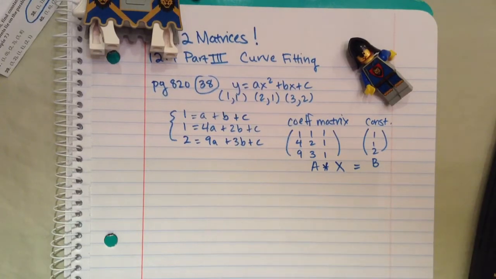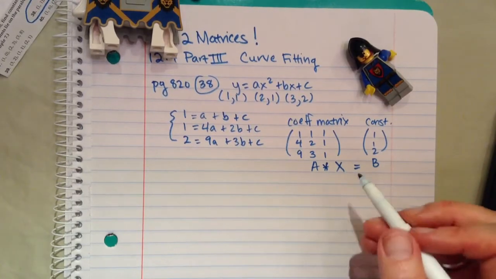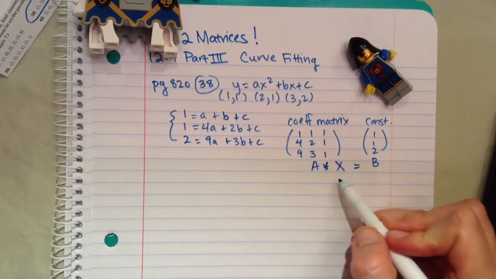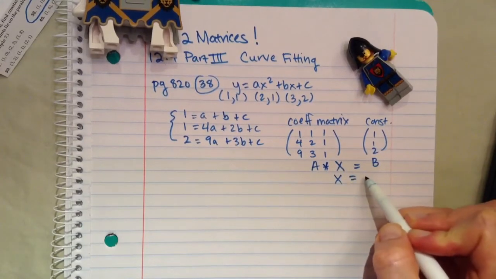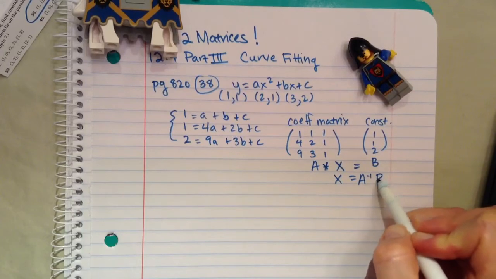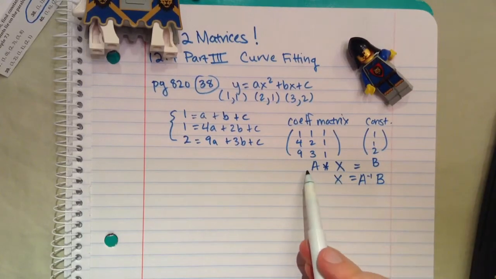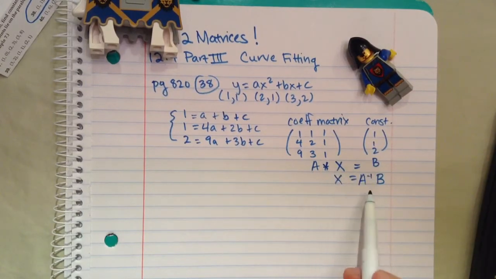Alright, so this is where we're going to break out our calculator, and, well, actually our solution is going to be X is A inverse times B. Remember that to solve this we would multiply both sides by A inverse.